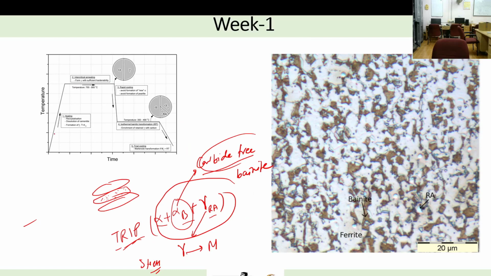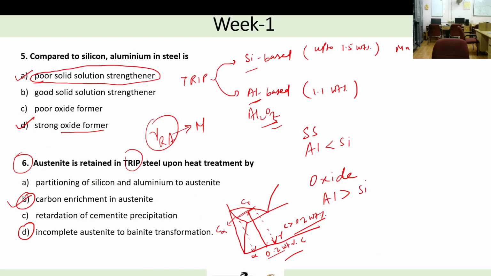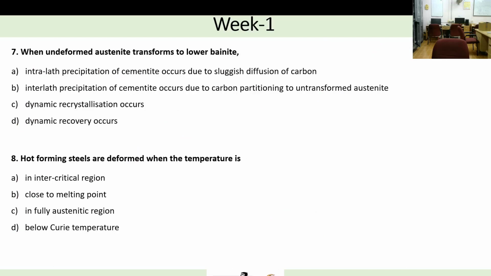Here the first stage was heating to an intercritical region, so that alpha and gamma were forming, and then you cool it to form bainite. But you don't want to form complete bainite, this ferrite and bainite; you want some retained austenite to remain as it is, so that it can provide crash resistance through martensite. So incomplete transformation of austenite to alpha and bainite. So two options are correct here, option B and option D, and I think 2 people got it right. Well done. We'll go to the next question.